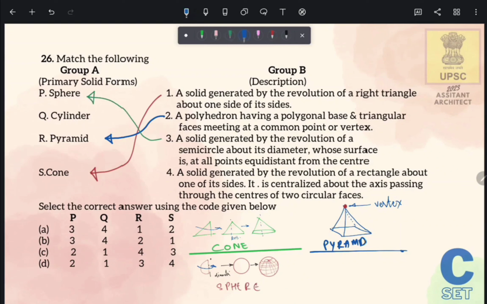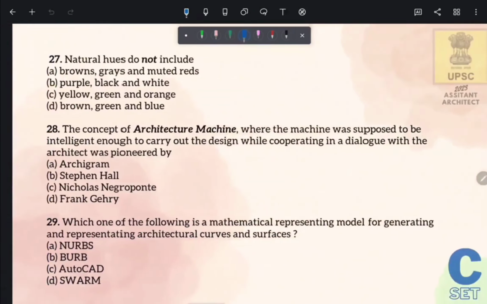Fourth statement is a solid generated by the revolution of a rectangle about one of its sides. It is centralized about the axis passing through the center of two circular faces. So this is a rectangle, this is its axis, and when we rotate it about its axis, it will create a cylinder. So this is the description of a cylinder. Therefore, the correct answer is option number B. Let's move to the next question.